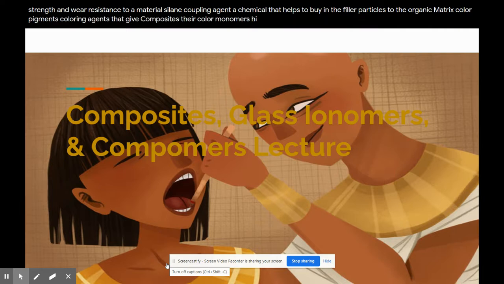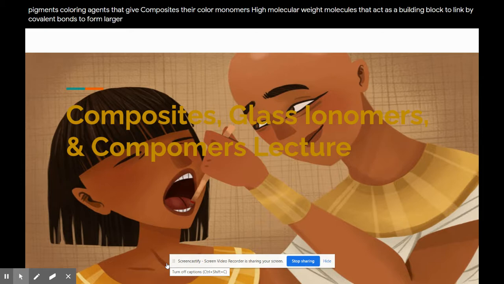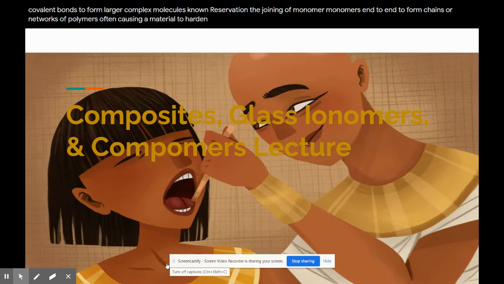Monomers, high molecular weight molecules that act as a building block to link by covalent bonds to form larger complex molecules known as polymers. Polymerization, the joining of monomers end to end to form chains or networks of polymers, often causing a material to harden. Self-cured composites, composites that polymerize by a chemical reaction when two filled resin pastes are mixed together.